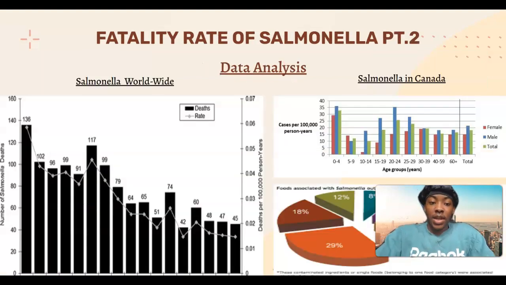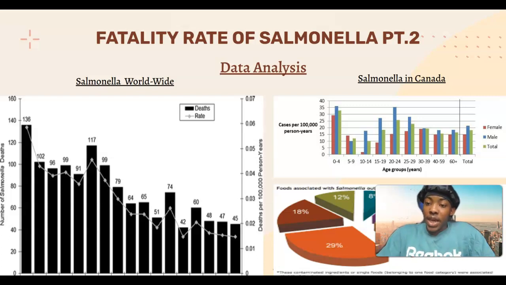So here's just some data analysis. So salmonella worldwide. The worst rates of salmonella were in the 1990s, but we've slowly gotten better. This graph here with the food shows the food that makes people get salmonella the most, with chicken being the first, followed by eggs.